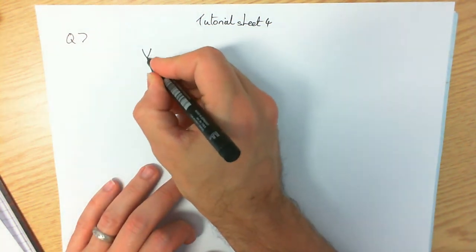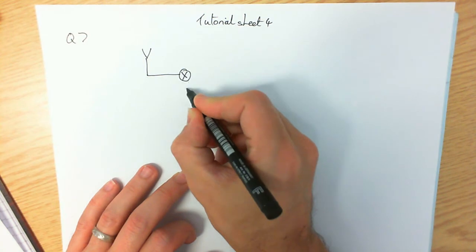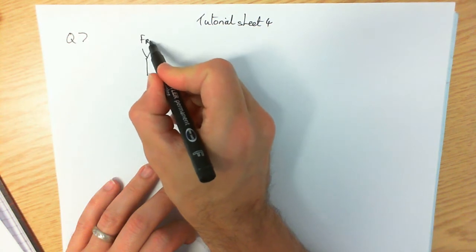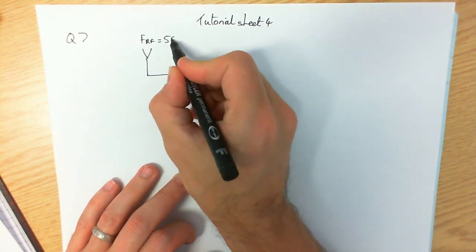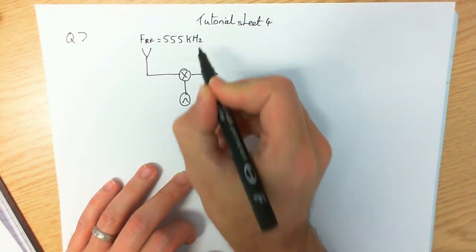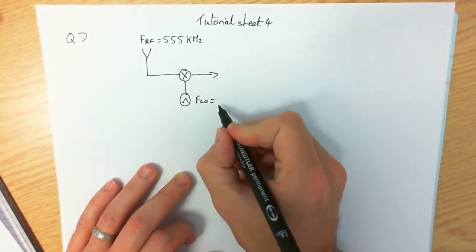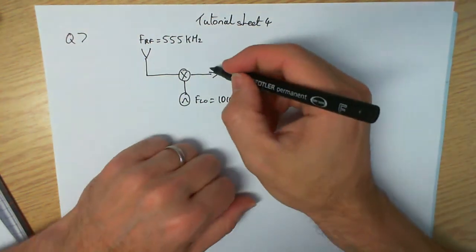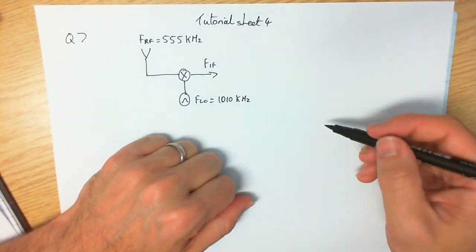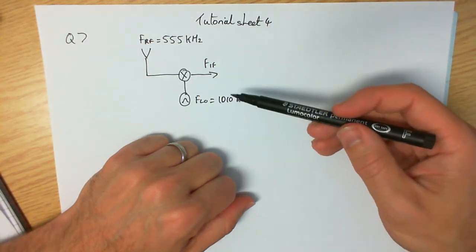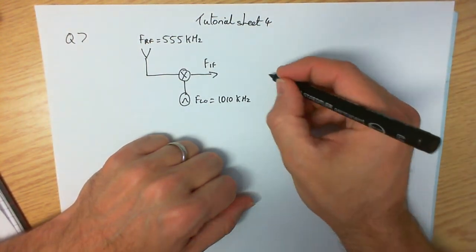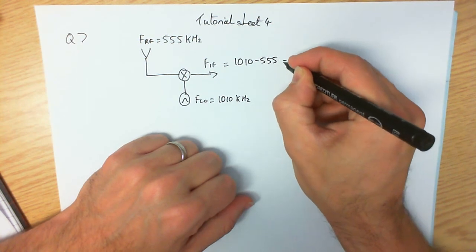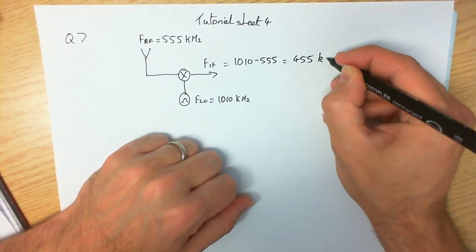So what we have here is our antenna going into a single stage mixer. So the RF frequency is equal to 555 kHz, and the local oscillator frequency is 1010 kHz. First of all, we need to calculate what the IF frequency is. The IF frequency is going to be the difference between these two signals. So that's going to be 1010 minus 555, which is equal to 455 kHz.